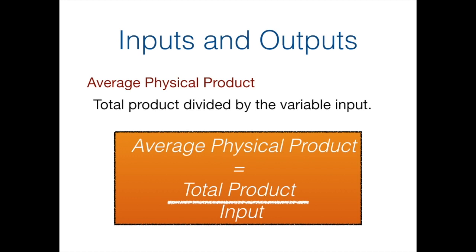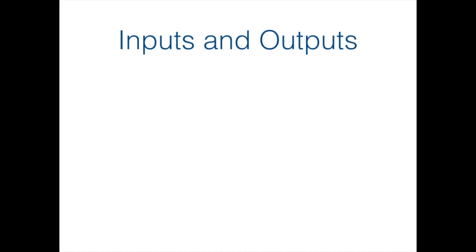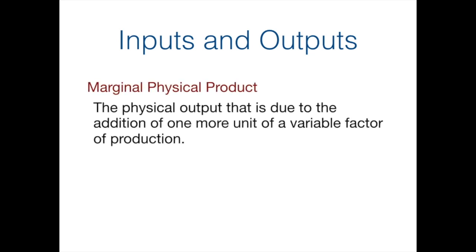There are 2 additional definitions we will be using: average physical product and marginal product. Average physical product is the total product produced divided by the variable input. Marginal physical product is the physical output resulting from the addition of one more unit of a variable factor of production. It is the change in total product that occurs when a variable input is increased and all other inputs are held constant.